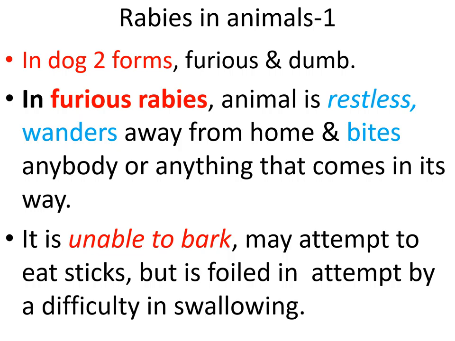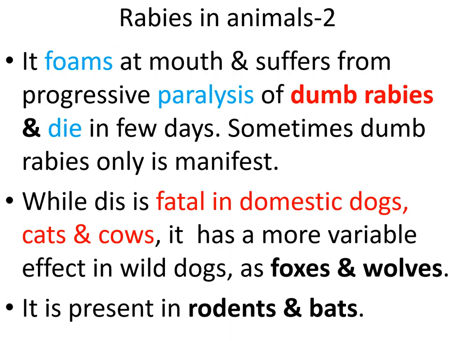Rabies in animals. In dogs, two forms, furious and dumb rabies. In furious rabies, the animal is restless, wanders away from home, and bites anybody or anything that comes in its way. It is unable to bark, may attempt to eat sticks, but is foiled in the attempt by a difficulty in swallowing. It foams at the mouth and suffers from progressive paralysis, as in dumb rabies, and dies lastly in a few days. Sometimes dumb rabies only is manifest.